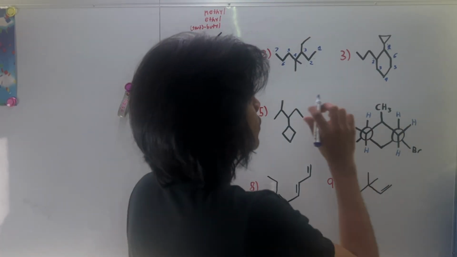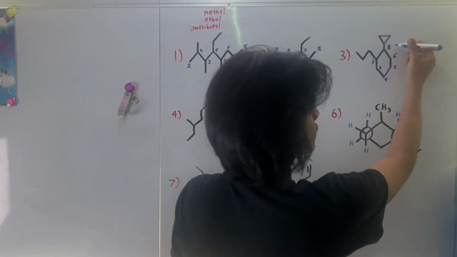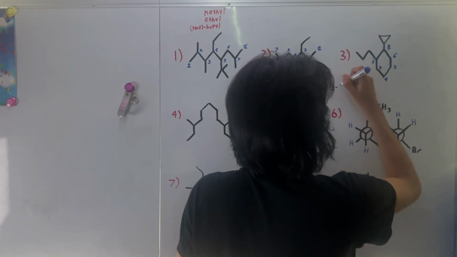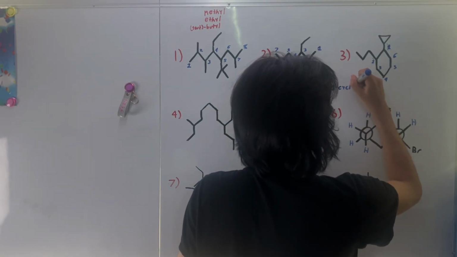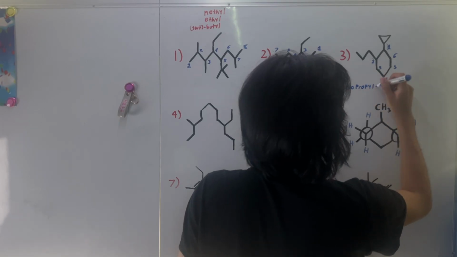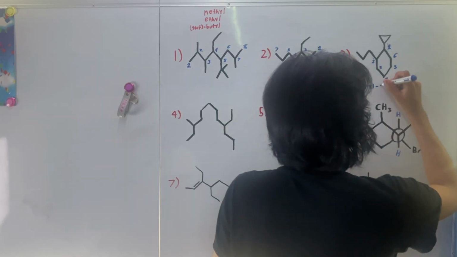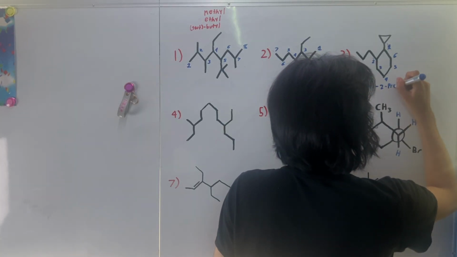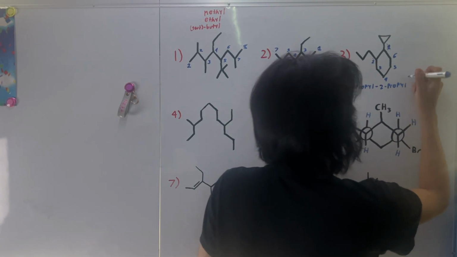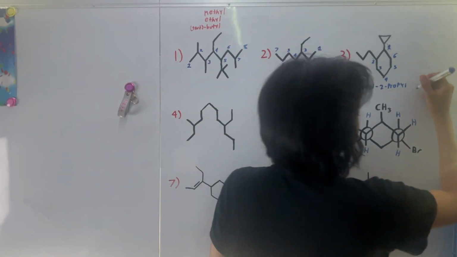Okay, so now we start naming this one. So here, this one comes first alphabetically, so we have 1 cyclopropyl. And then next we have our 2 propyl. And because it's a ring, we're going to write cyclohexane.